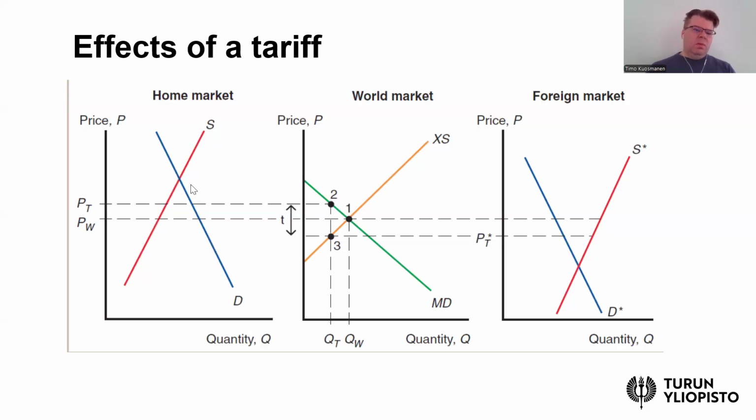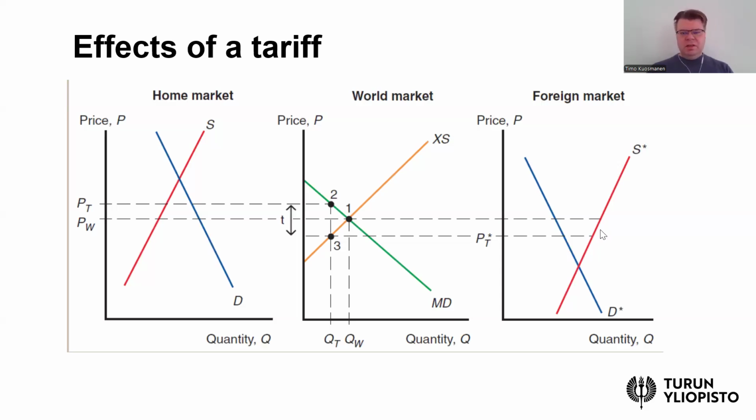So what happens in the home market? Price increases from this PW to a new equilibrium PT. So the consumer prices increase. As a result, demand in the home market decreases to some extent, and domestic supply increases to some extent. So there is some decrease in imports compared to the initial situation without tariff, but still the home market is importing even after the tariff.